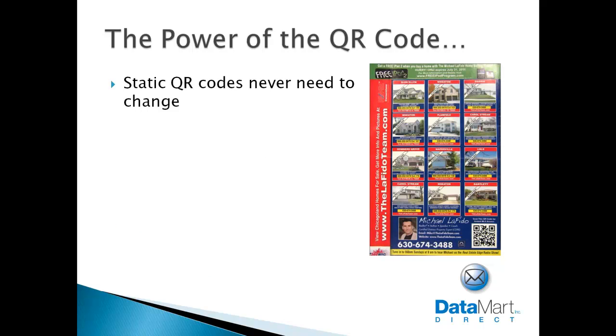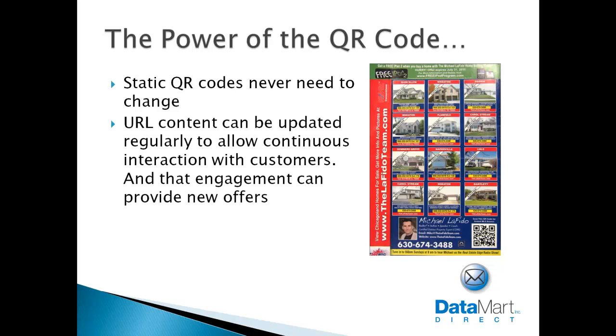And here is one of the greatest attributes of a QR code. Once we have it, we can put it on every marketing piece and never need to worry about having to change it. We simply update the content of the website to allow continuous interaction with our customers. You see, this type of engagement can provide new offers no matter when they scan the code. If they scan it in July, they'll see July's offers, even if the piece was printed back in February. This holds great value today, especially because our business changes so dramatically each and every day.